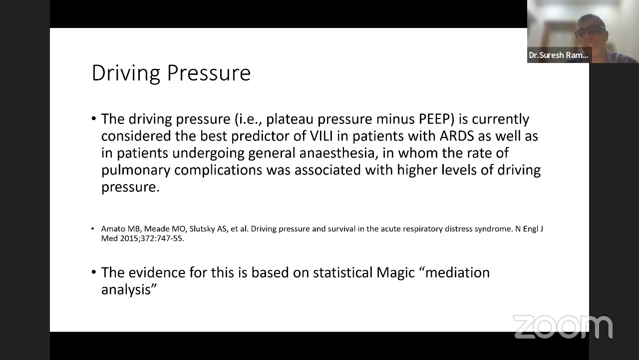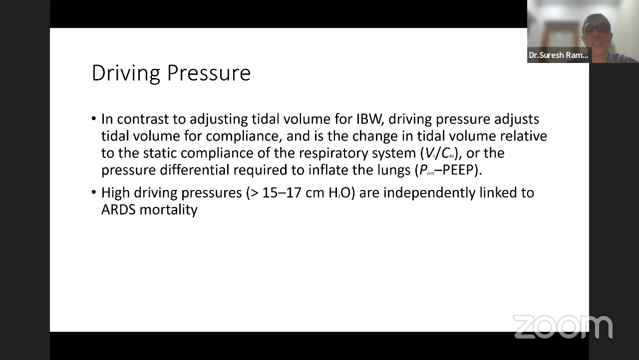But obviously, the evidence for this is based on statistical mediation analysis, and we don't have a prospective study as of now to say that adjusting the driving pressure, and if a high driving pressure of more than 15 centimeters is independently linked to ARDS mortality, any measures to bring down driving pressure when it is high is going to improve mortality. That data is not there.